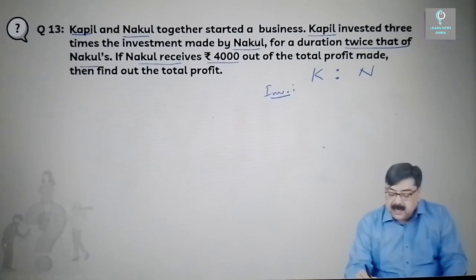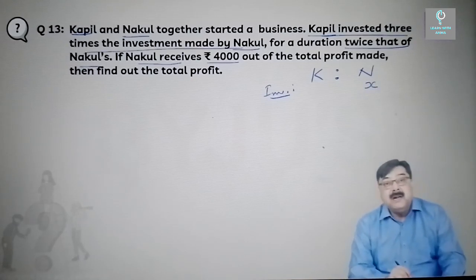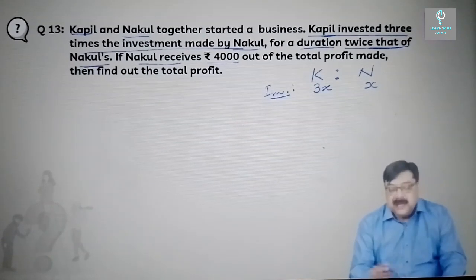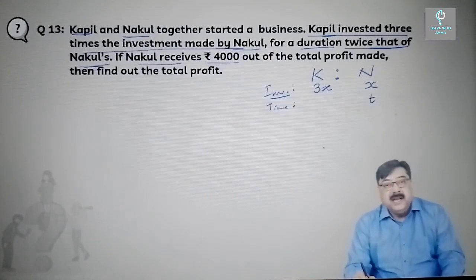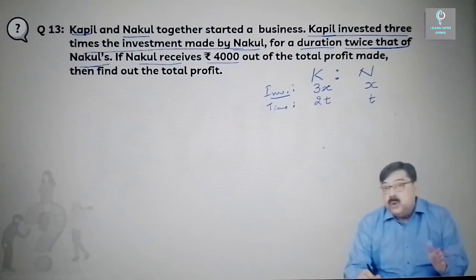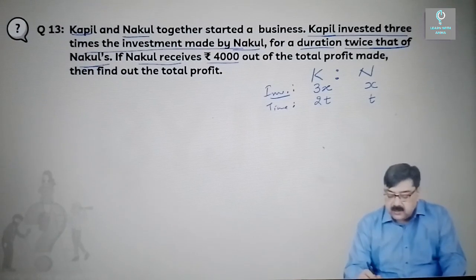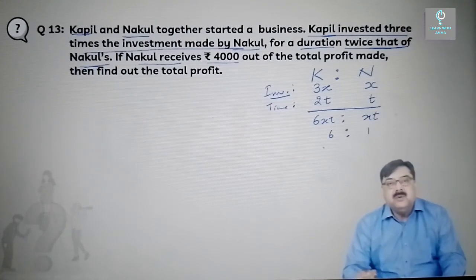So let us say Nakul made an investment of rupees x. Now Kapil invested 3 times the investment made by Nakul. So Kapil's investment must be 3x. For a duration twice that of Nakul's. Let us say Nakul invested for the time period I am taking here as T months. So Kapil's investment stayed here for 2T months because he invested for double the duration of Nakul's. So this works out to be 6xt and this is xt. So the ratio comes out to be 6:1.